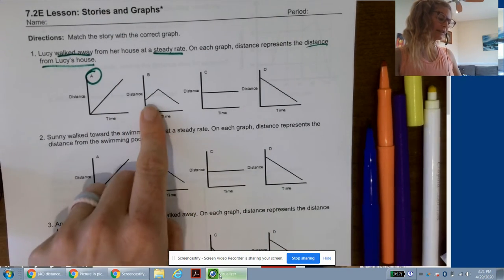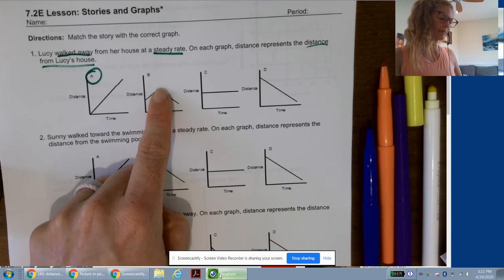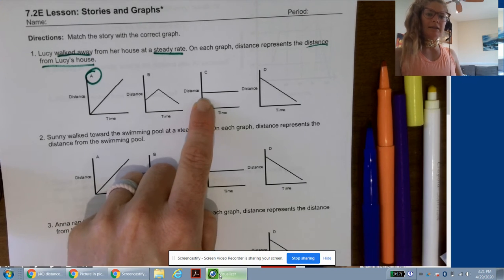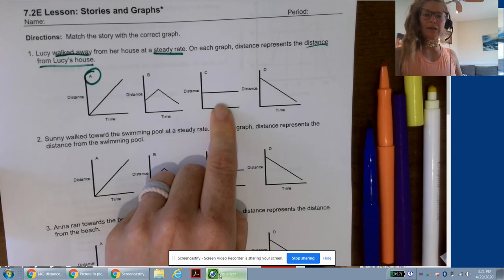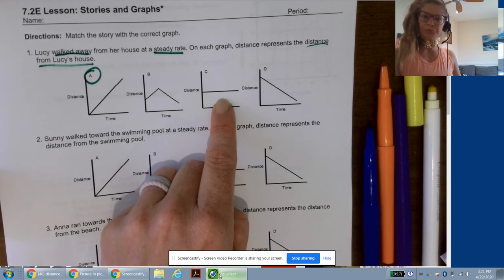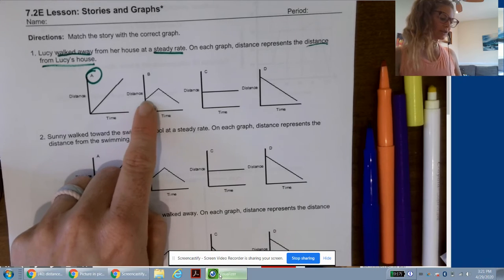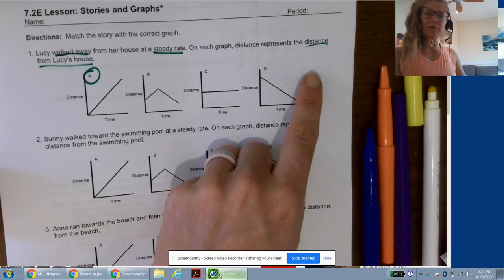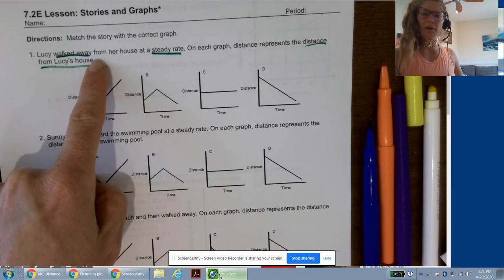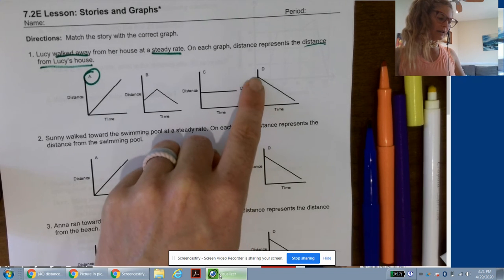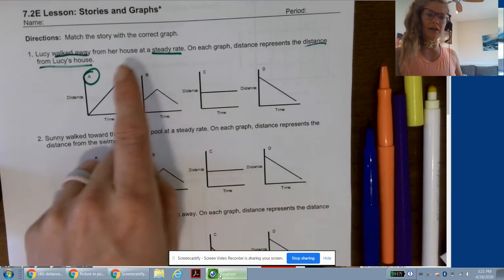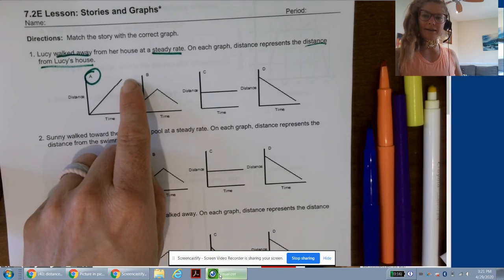It's a constant rate. This would be she's walking away and then maybe walking back towards, because the distance increases and then decreases. This is her distance isn't changing over time, so she's not getting any closer or farther away, which means maybe she stopped to tie her shoe. And notice here, she's not starting at home. If the distance represents the distance from Lucy's house, at time 0 she should be at home because she's walking away from her house. And here it looks like she's starting far away and then getting closer and closer at a steady rate. But here she's starting at her house and walking away at a steady rate.